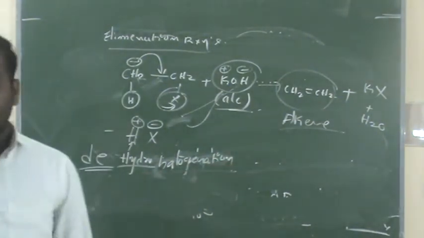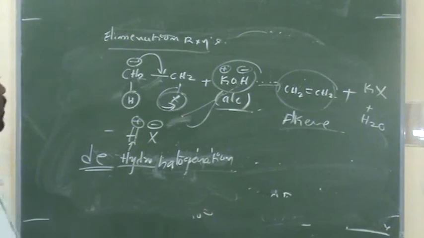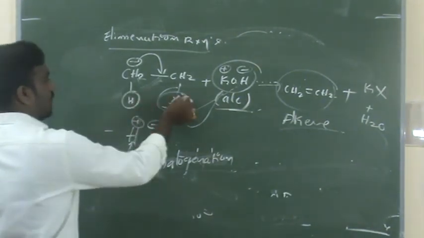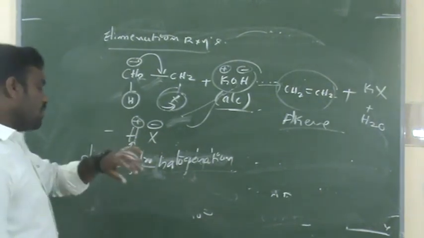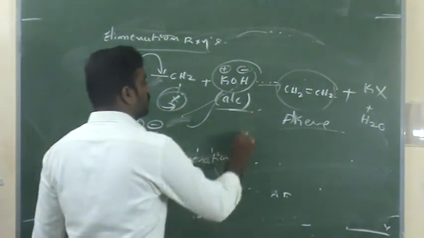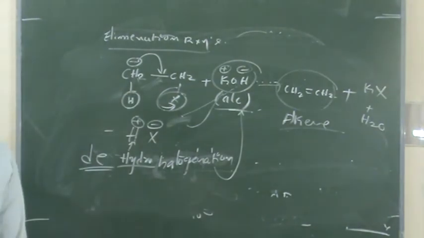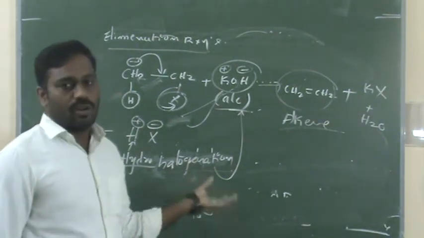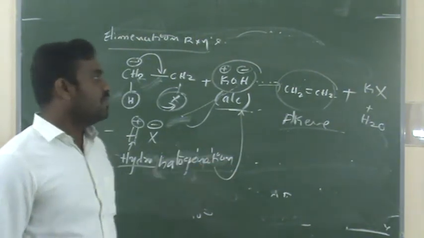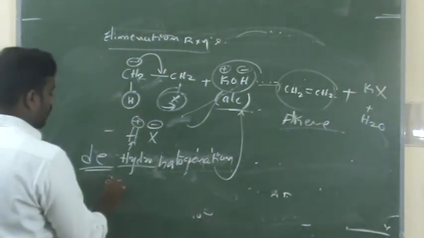D is nothing but removal. What is being removed here? Both H and X are being removed. That's why it is called dehydrohalogenation. Who is helpful for this dehydrohalogenation? Alcoholic KOH is very helpful for this dehydrohalogenation. That's why this alcoholic KOH is called the dehydrohalogenating agent.